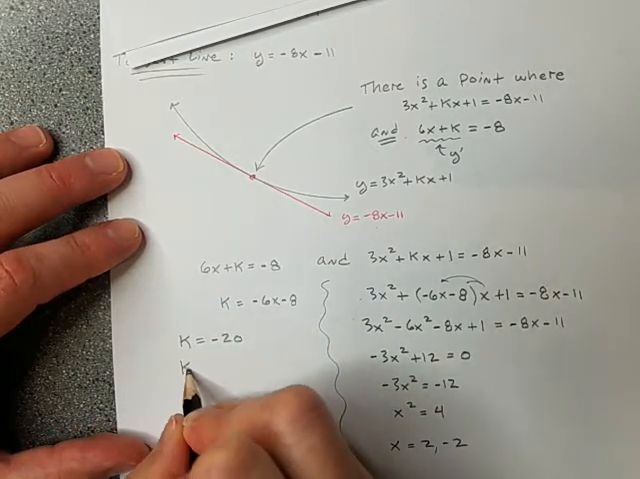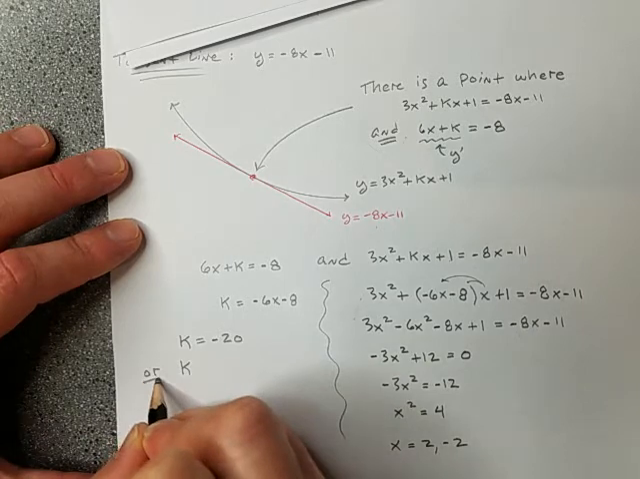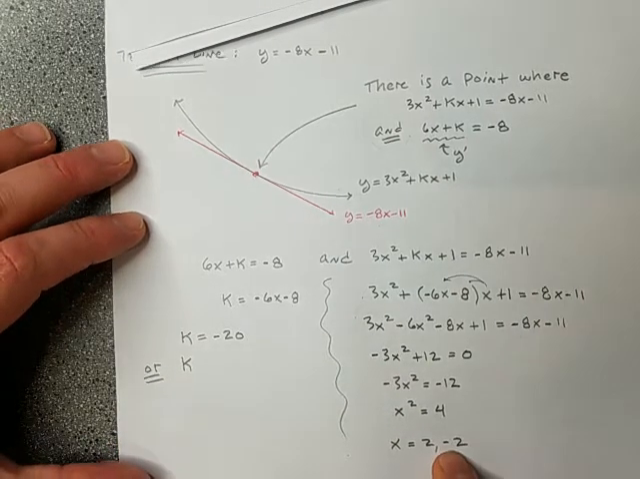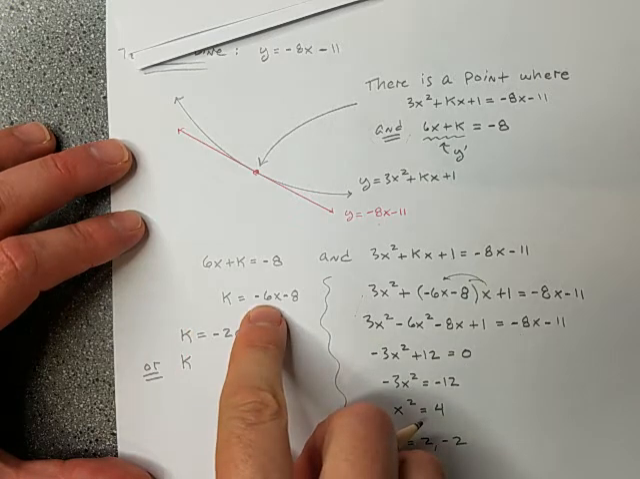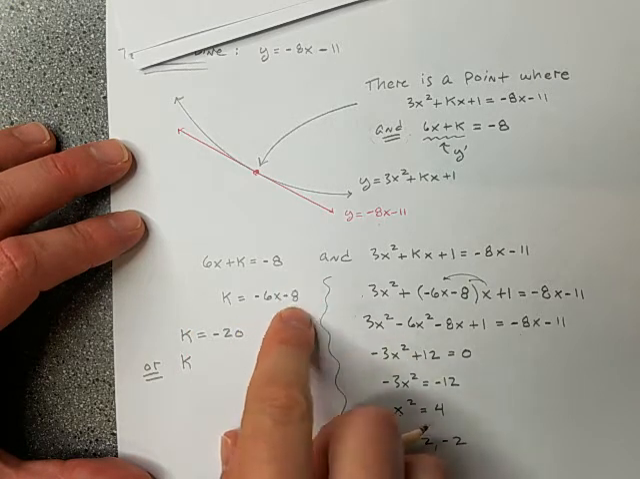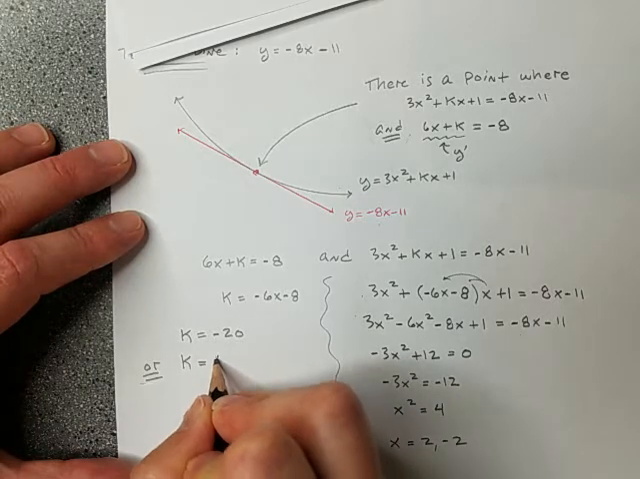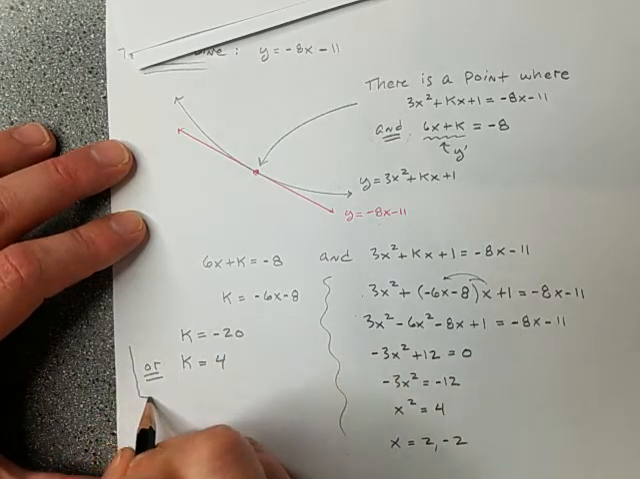Suppose I find x to be negative 2. I'll find out what k is right here. So that would be 12 minus 8, 4. So I'll get 2 answers, bottom line.